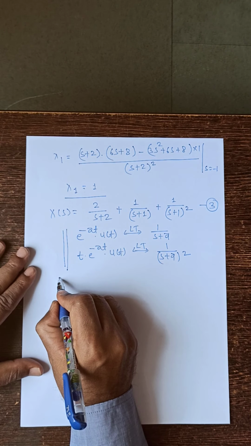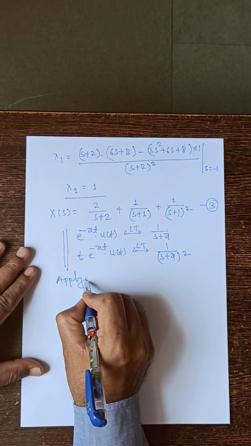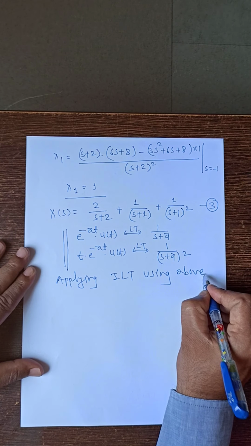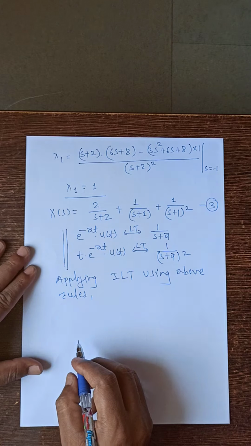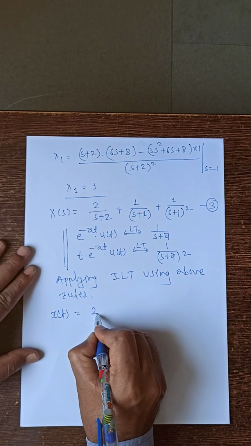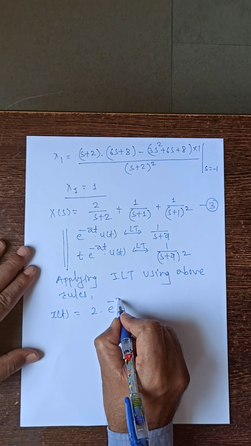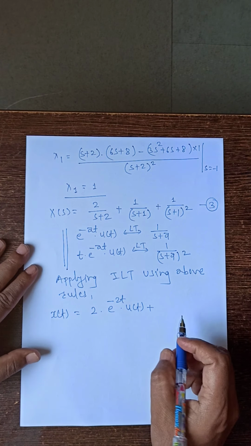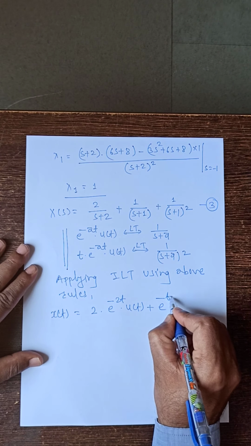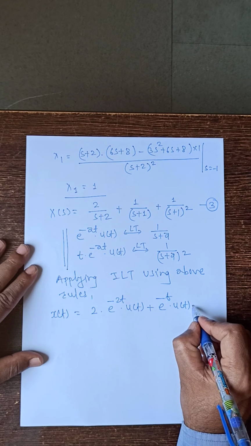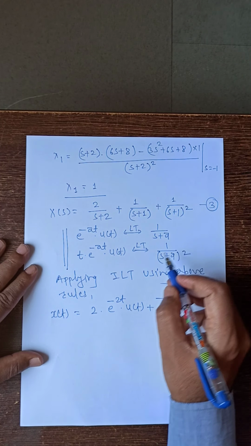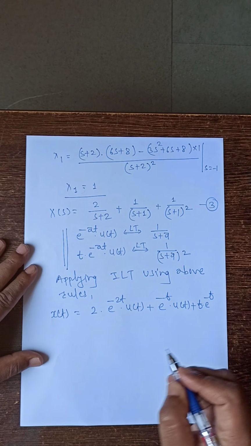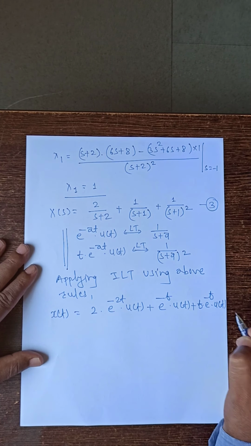Using the above identities and applying the inverse Laplace transform, we can find x of t, that is equal to 2 e raised to minus 2t into u of t, the first term, plus 1 divided by (s plus 1) means e raised to minus t into u of t, plus the third term: 1 divided by (s plus 1) squared, with a equal to 1 again, gives t e raised to minus t into u of t.